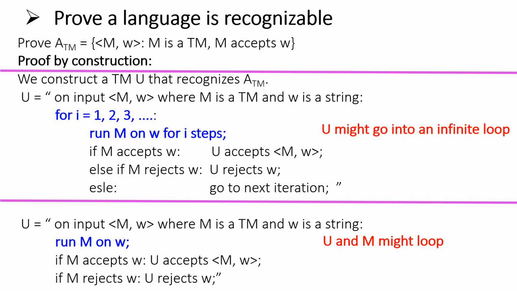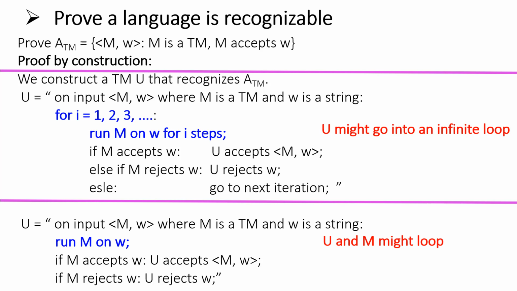Now I want to prove ATM is recognizable by constructing a Turing machine U that recognizes it. First, I specify the input to U, which has the same format as member strings in ATM. In the body, I will show you two ways to specify U. Let's check the top one first.